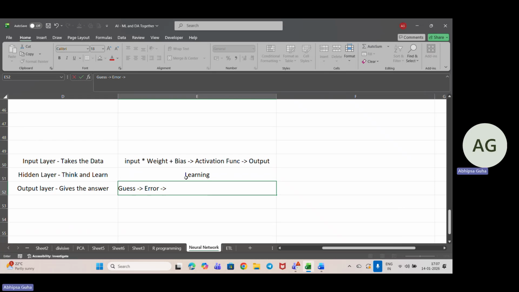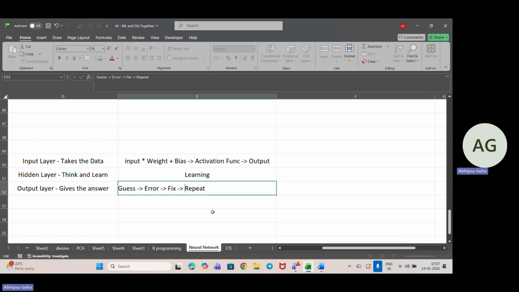Then we fix the error. Try to fix the error. Then we have to repeat it until my system is learning accurately, until my neural network is learning accurately. Okay. So this is all about the neural networks.